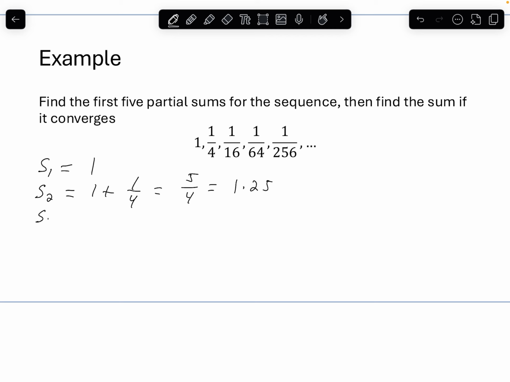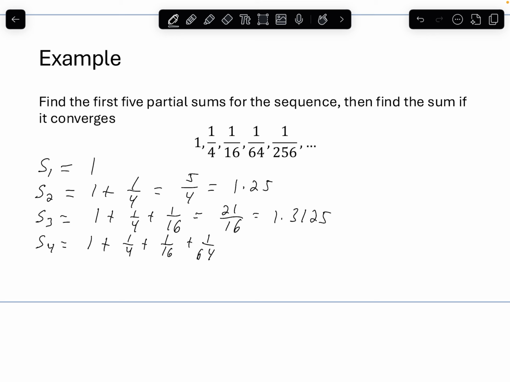If we do the third partial sum, this is 1 plus a fourth plus 1/16. And that one's going to make 21/16, or as a decimal, that is 1.3125. The fourth partial sum is 1 plus a fourth plus a 16th plus 1/64.